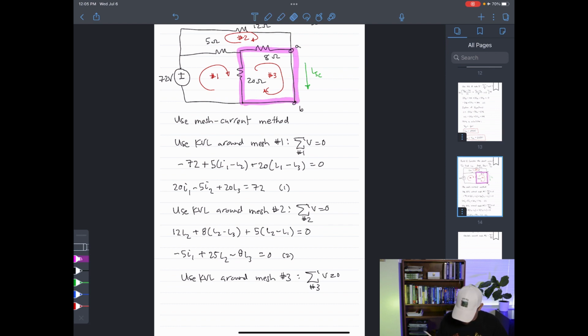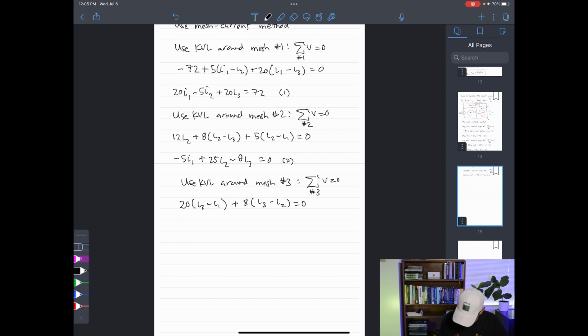And let's distribute and clean this up. So I have minus 20 I1s from the first term. I have minus 8 I2s from the second. And then from the third, I have 20 from there, 8 from there. I can group those together to give me plus 28 I3, and that's equal to 0. This is going to be my last equation needed. I'll call that equation 3. So I'm going to use a calculator.